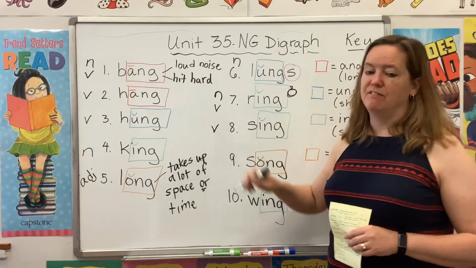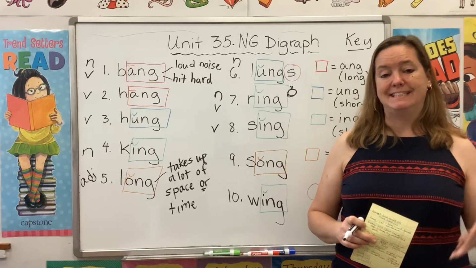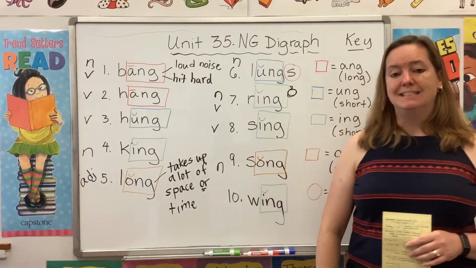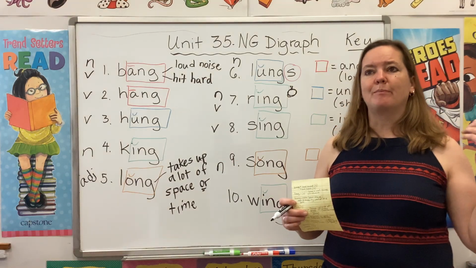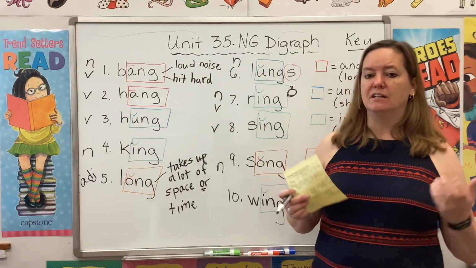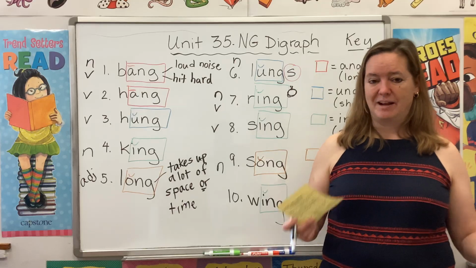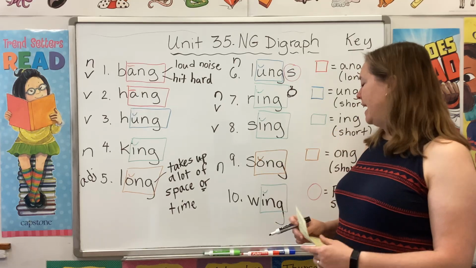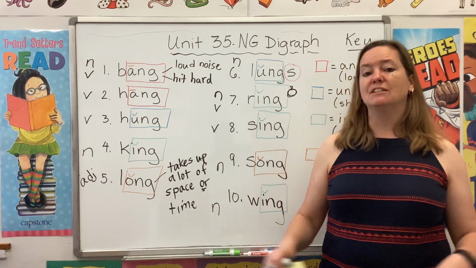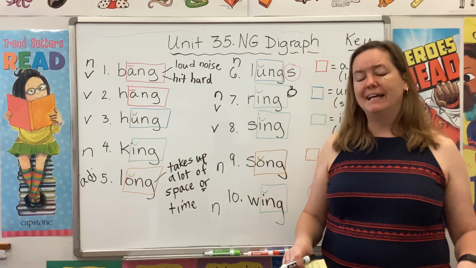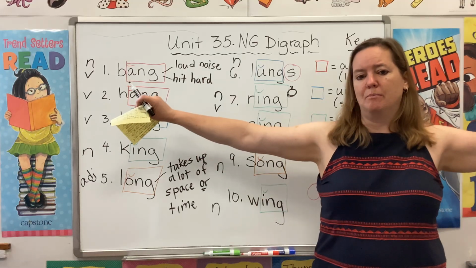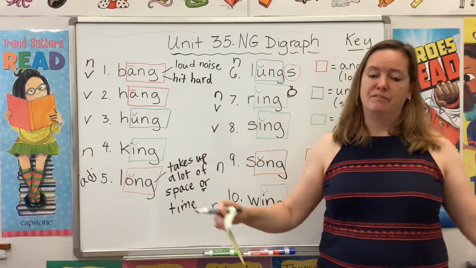Sing is also a verb. It's something we do with our voice. We sing a song. Speaking of, here's song. A song is a noun. Now, it's not the kind of noun that you could draw or touch. It's not a concrete noun, but it's still a thing, right? You sing a song. And then the last word is wing, and that is also a noun. A bird has 2 wings that help it fly. An airplane also has wings that help it fly. So something that sticks out of the body of a plane or the body of a bird and helps it fly.